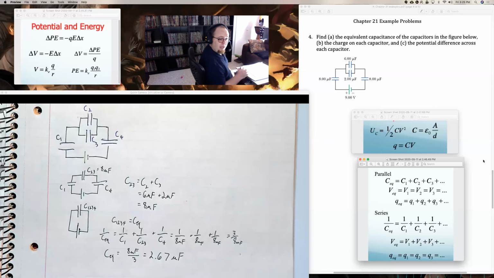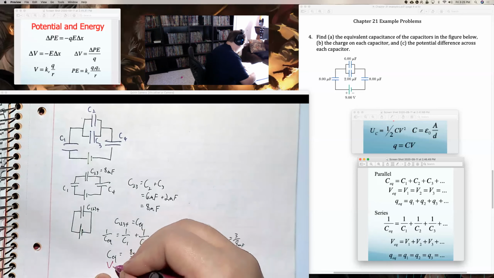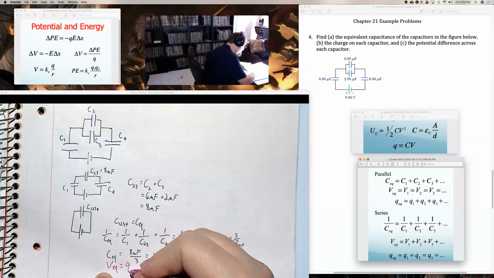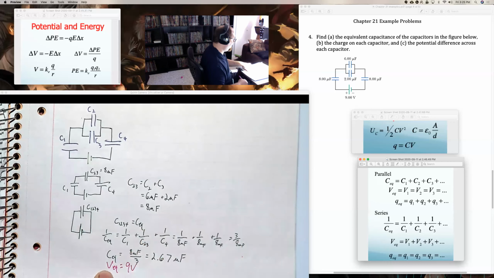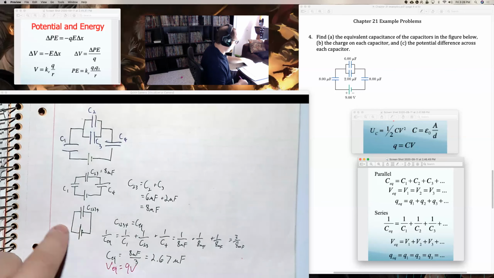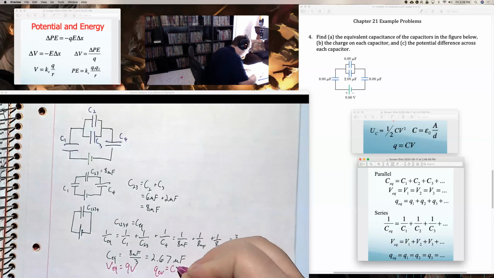Any questions there? Nope, I got it. Okay. So what I can do is if I know the C equivalent, I know the voltage equivalent is going to be whatever the voltage of that battery is. That was a 9-volt battery, so that's V equivalent, because that's the only thing that's hooked up to it. The battery, all of its potential is going to that capacitor. I could also find Q equivalent, because Q equals CV.